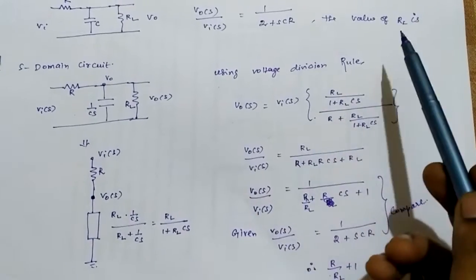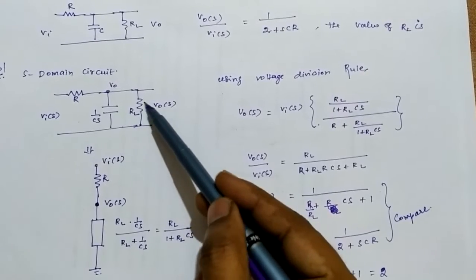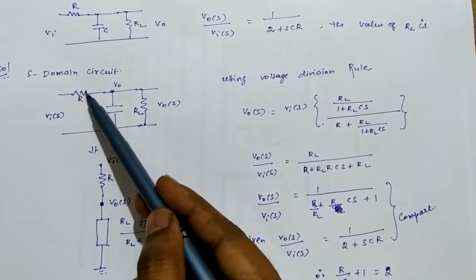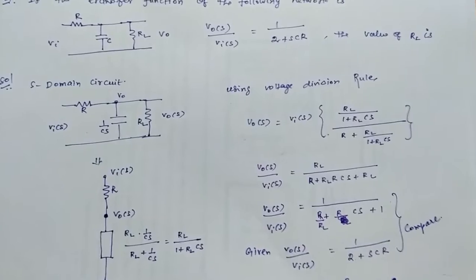So the value of resistance, this value of resistance, is nothing but the input. Whatever value we chose here, the same value is also here. Right.